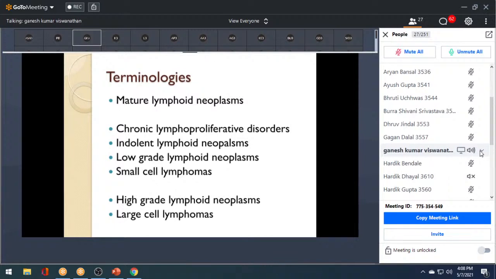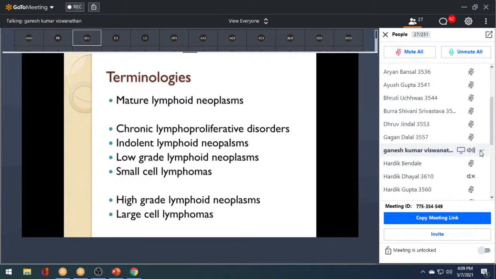They take a long time to progress. And under microscopy, the cells are generally small to medium sized compared to high grade lymphomas or large cell lymphomas, where the cells are much larger. Again, this is a broad oversimplification. There are many entities within it, like mantle cell lymphoma, which can have a blastoid appearance sometimes. But overall, this is the general idea. And it's better to use the term indolent lymphoid neoplasms to denote this group of disorders. And again, high-grade lymphoid neoplasms and large cell lymphomas are put together under one loose basket.